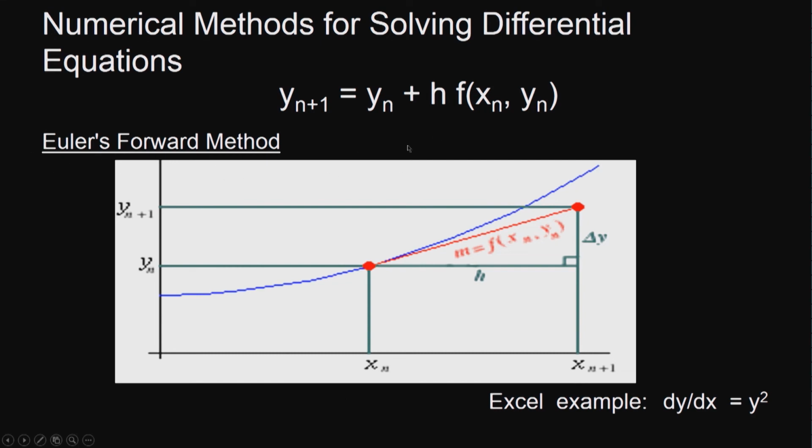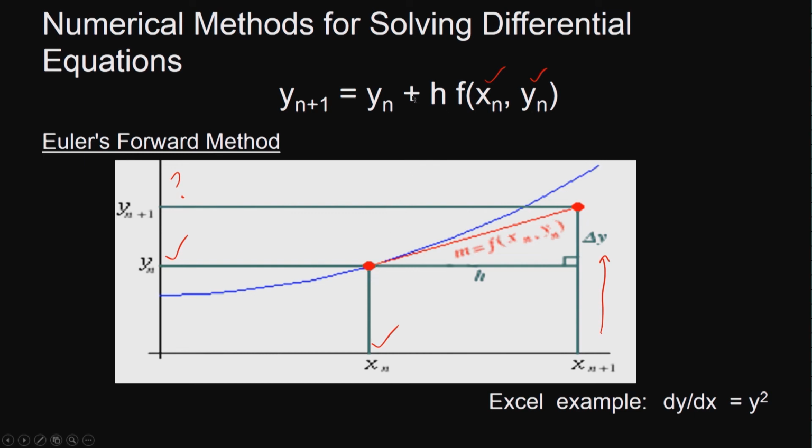So, I know the value of y at x_n, that is, I know y_n at x_n. Now, I want to find out what the value of y is at x_n plus 1. That is the question I am trying to find out. There are many methods, and the simplest is Euler's forward method.